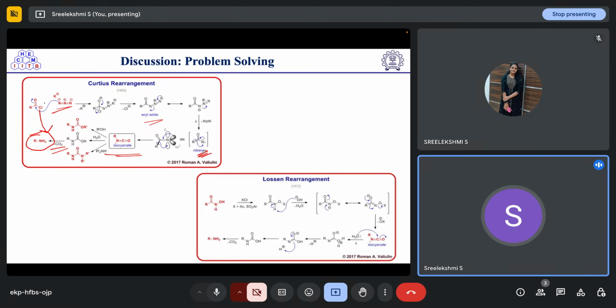Okay. Moving to the next reaction, which is also a rearrangement reaction, proceeding through this isocyanate. So here, what we are taking is this amide, in which the nitrogen is substituted with a hydroxyl. So it is basically a hydroxyl substituted amide, which upon reacting with an acyl chloride or a sulfonyl chloride, we will be getting this intermediate with X substituted with this acyl group or sulfonyl group.